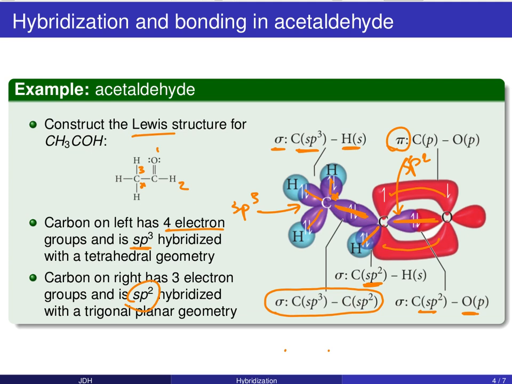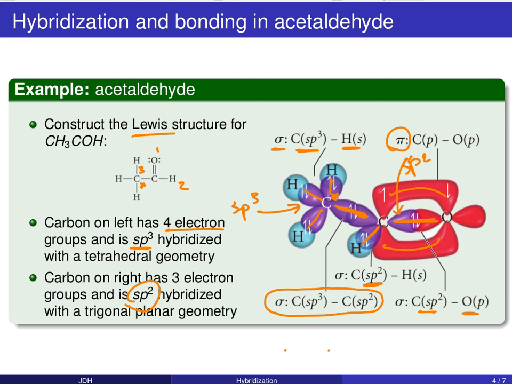Hopefully you guys are seeing that it takes a while to go through and label and identify all these bonds, but conceptually it's really not that much more challenging than identifying that electron geometry. You identify the electron geometry, we assign those hybrid orbitals, and then it's just walking through step by step and identifying each one of those bonds.